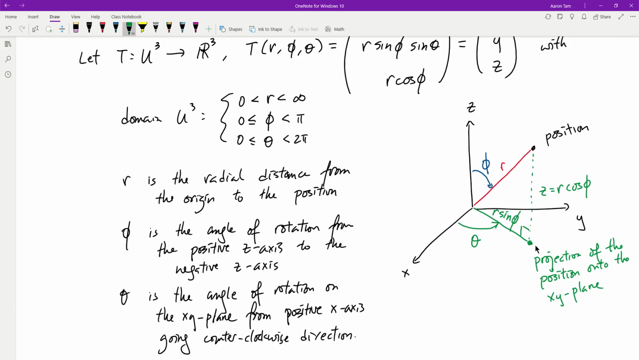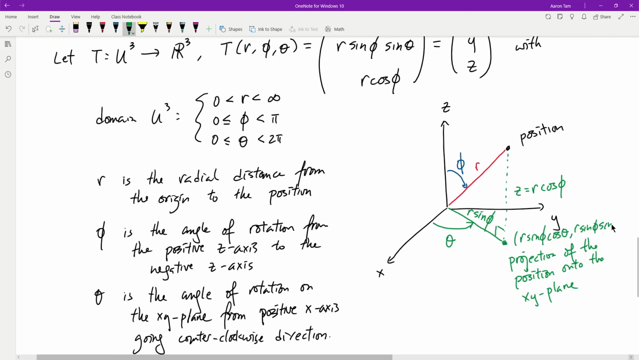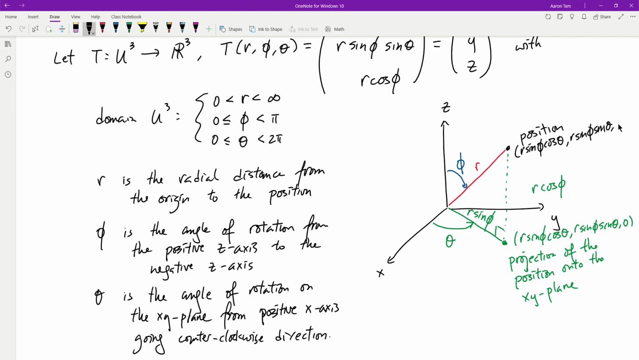And so I identify this position right here to be r sine phi cosine theta, r sine phi sine theta, and then the vertical distance r cosine phi. So that's how the spherical coordinate system comes about. It's basically the polar coordinate system moved up, following this right triangle here.